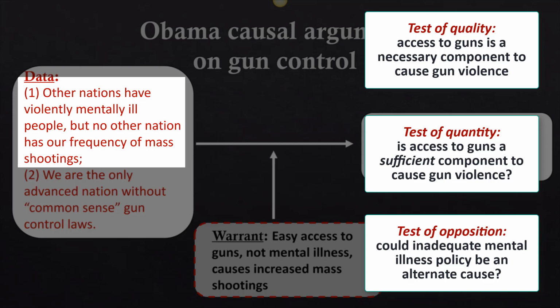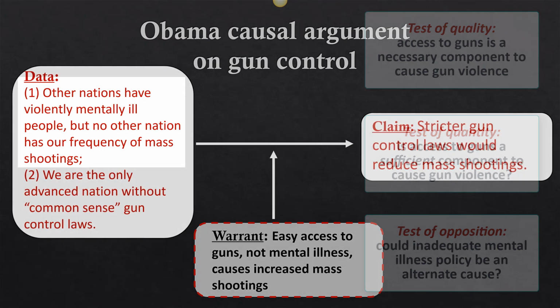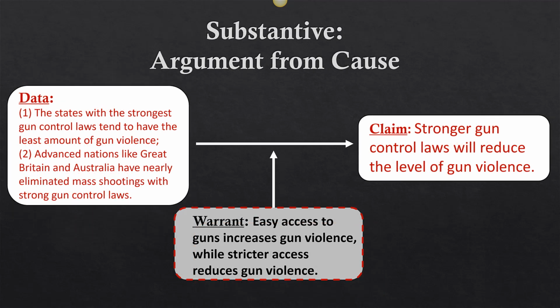Yes, we have easy access to guns, but there could be other reasons why we have the high crime and other reasons why we have the mass shootings. So right now, the test of quantity isn't necessarily giving us enough information to foreclose that alternate cause and really hone in on what Obama wants us to think the primary cause is. That's why we need to go to the next argument. In this argument, we have additional information that, when piled on top of the previous argument, gives the test of quantity a little bit more to be satisfied with.